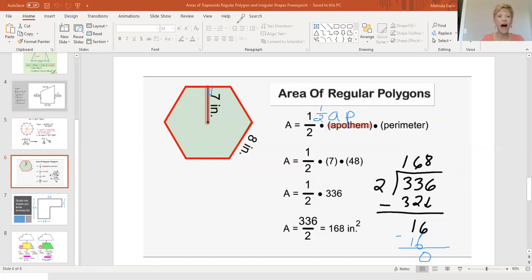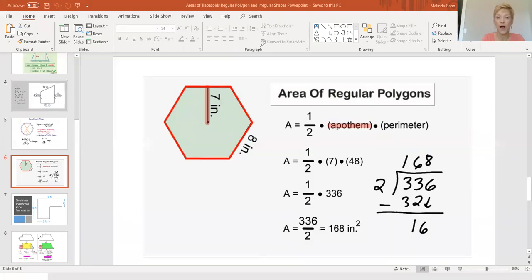Now, if you forgot that formula on a test, but you'll have your notes, you could, like they did, go draw in a triangle, a better one than I did, and then you could find the area of that triangle and then multiply it by 6. You'd get exactly the same answer. Okay. All right. So let's go into the next one.